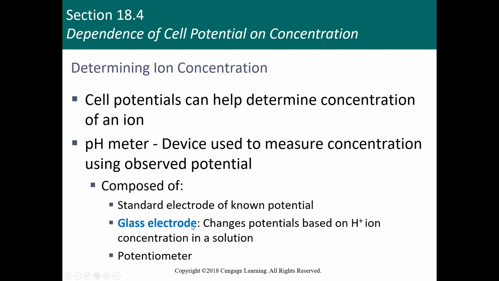You have a glass electrode then. The charge potentials are based on H plus ion concentration in a solution. And so your glass electrode can be used to exchange one ion with whatever you stick it into. Then you have a potentiometer that's hooked up to the top that's going to measure how much the voltage changes when you stick it in there.